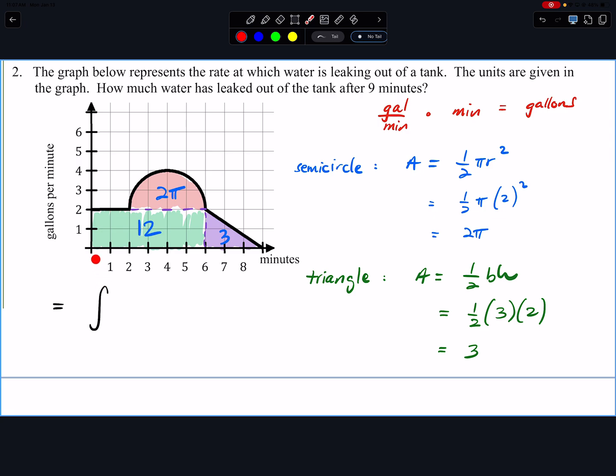Where do we start? We start at 0 and all the way to how many minutes? 9. So the integral from 0, pay attention, 0 to 9. I'm just going to call it our function f of x. We always include this. This stands for delta x. I'll explain what that means more when we get into integrals. Equals. If I want to find the area under the curve, I'm just going to add up all these parts. So 12 plus 3 is just 15. 15 plus 2 pi. I'm just going to leave it like that. What was our units from the beginning? Gallons.